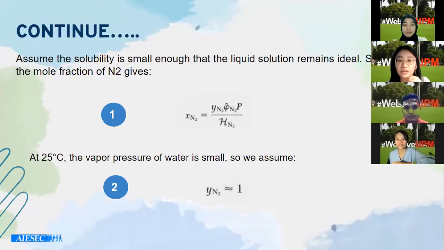In order to solve these questions, we need to assume the solubility is small enough that the liquid solution remains ideal. Solving for the mole fraction of N2 gives the first equation, which is x equals y times the fugacity times the pressure, divided by H. At 25 degrees Celsius, the vapor pressure of the water is really small, so we assume the y of the nitrogen gas equals 1.